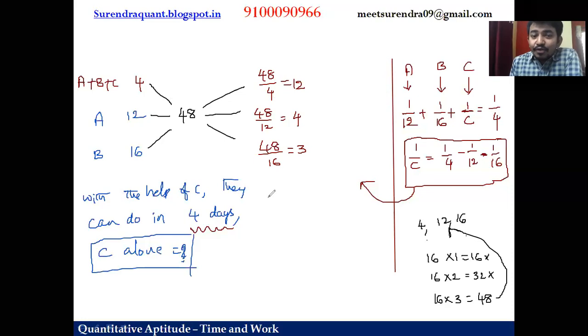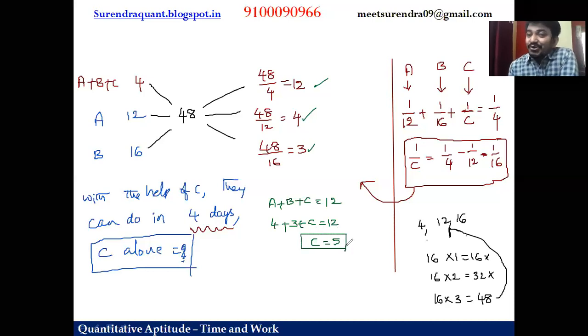Now from this, we know that A plus B plus C, 1 day work is 12, right? But what is the 1 day work of A? 4. 1 day work of B? 3. 1 day work of C, we don't know. This is 12. So 12 minus this 7, it goes to the right side. 12 minus 7 is 5 units. Now C can do 5 units in 1 day. We have the total work of 48 units, right? So the number of days is total work by 1 day work. In this, 5 goes 9 times, 5 nines are 45, remainder 3, so it takes 9 and 3 by 5 days.